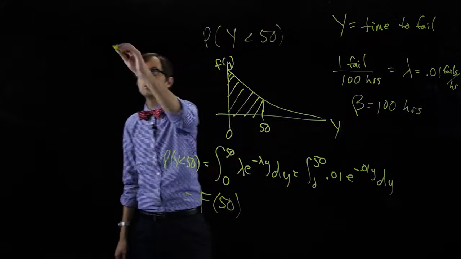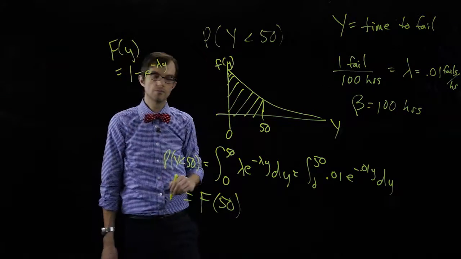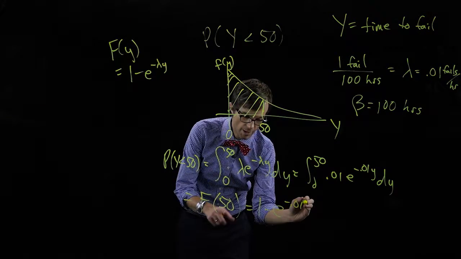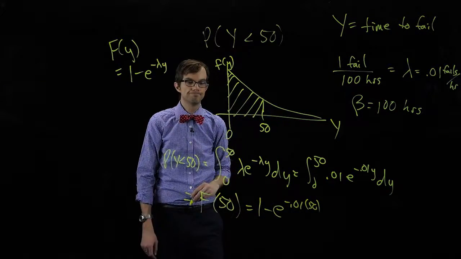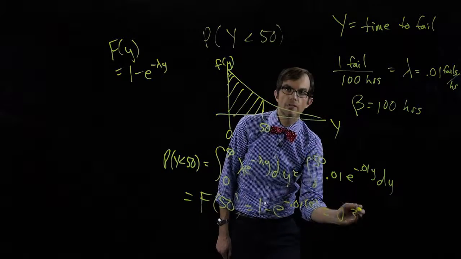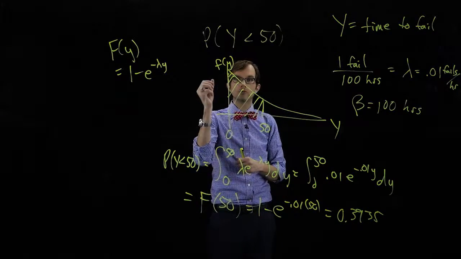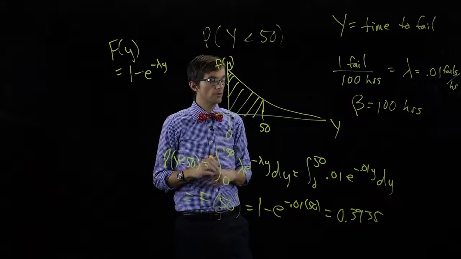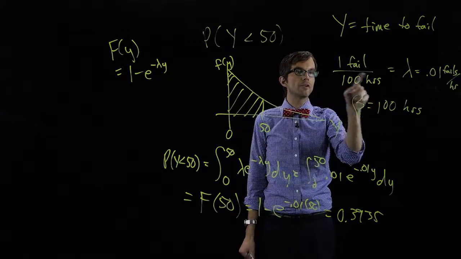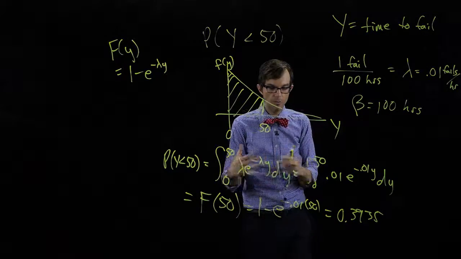Remember, capital F of y is 1 minus e to the minus lambda y. So this would be 1 minus e to the minus 0.01 times 50. And if we work that out, we should get a probability of 0.3935. So what's the probability that a randomly drawn motor will fail in the first 50 hours? 0.3935.